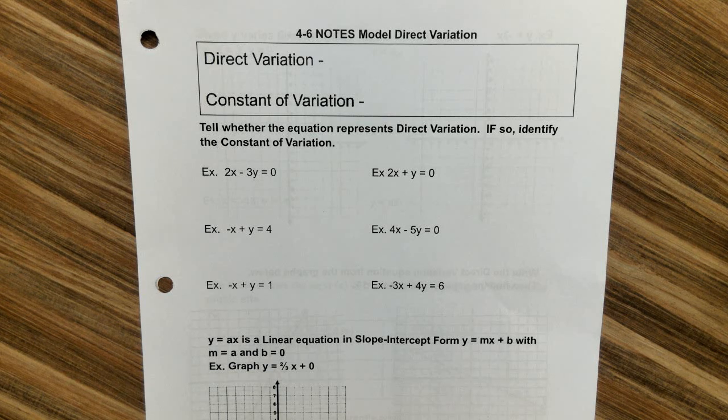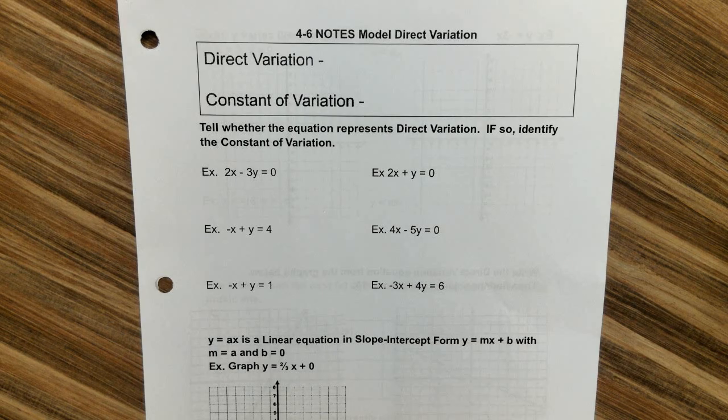Today we're going to learn about direct variation. You learned this last year in 7th grade. Direct variation means proportional, and it means that the y-intercept is going to be 0, that the starting point is 0. So in y equals mx plus b, the b would be 0. That's what it means, okay?